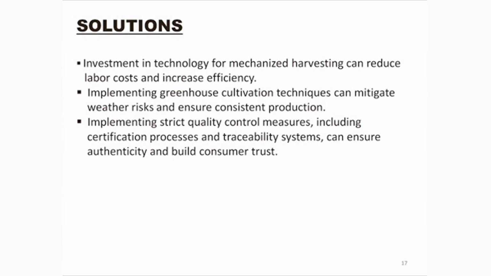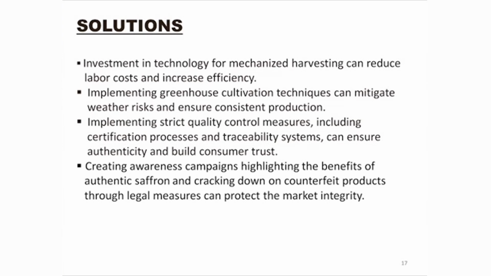For the third challenge, which is a quality issue, we implement strict quality control measures, which include a certification process, and also various traceability systems that can ensure authenticity and build consumer trust. Creating awareness is also required for the benefit of authentic saffron, and cracking down on counterfeit products with legal measures can protect market integrity, which will address the challenge of saffron adulteration.